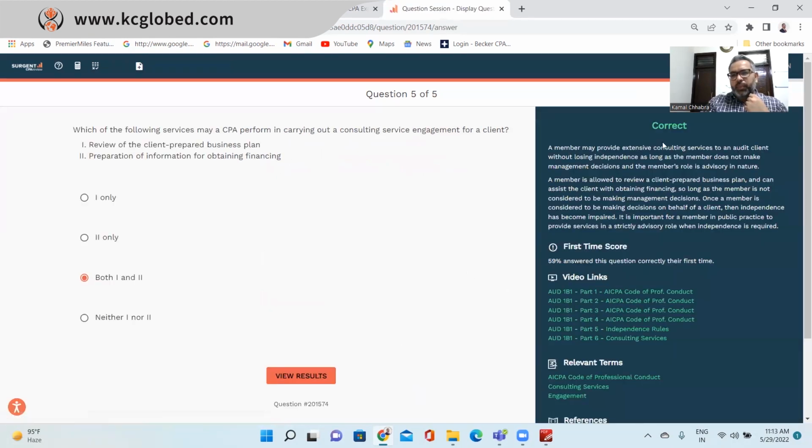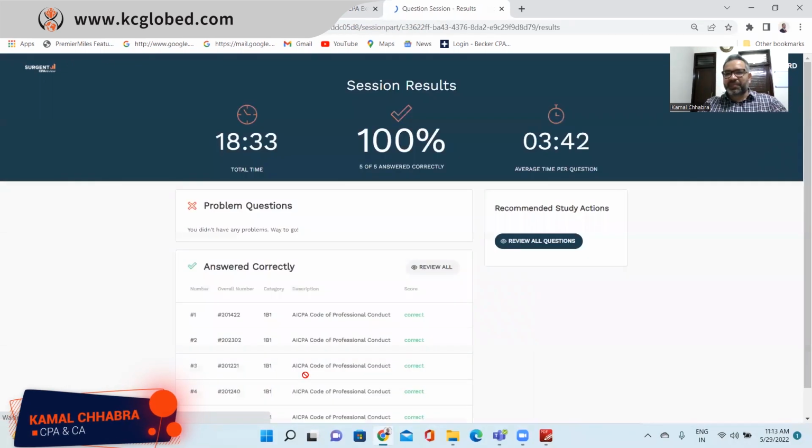That's right. A member may provide extensive consulting service to an audit client without losing independence, as long as the member does not make management decisions and the member's role is advisory in nature only. See how good you are doing. But one thing you need to keep in mind is the time. Ideally, the average should be 90 seconds per question. But otherwise, you all are doing fantastic.